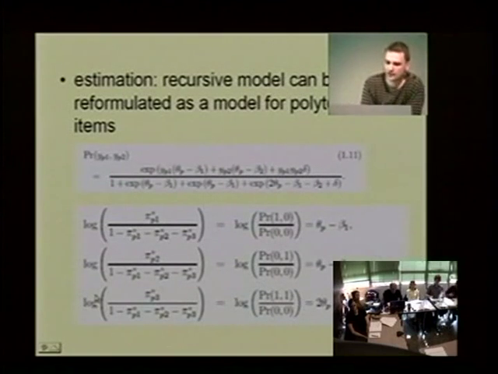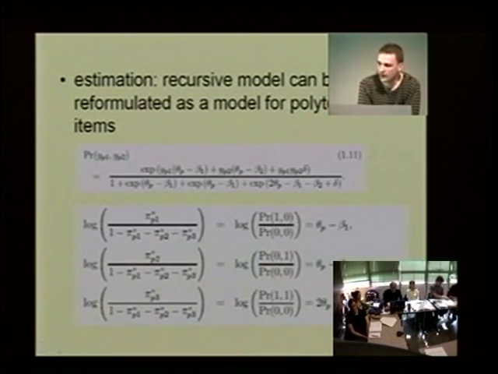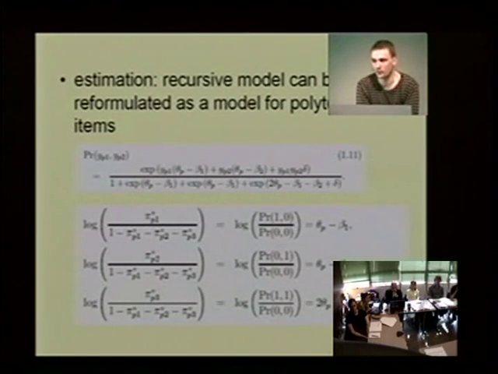A nice thing of these non-recursive models is that for estimating them, you can reformulate the models as a model for polytomous items, or for a single polytomous item. So if you have, for instance, two binary items that will be modeled by a non-recursive model, you can look at it as if it was one virtual item with four item categories. With four categories, a 0 category corresponding to the 0-0 response, category 1 corresponding to the 1-0 response, category 2 to the 0-1 response, and category 3 to the 1-1 response.